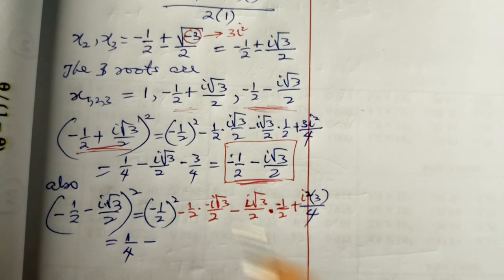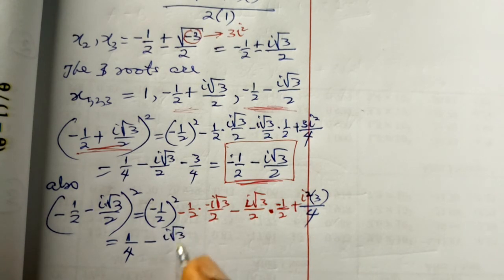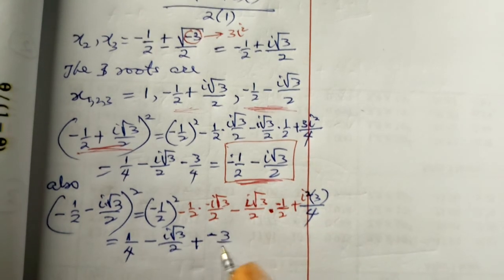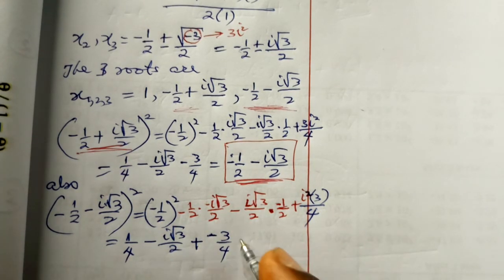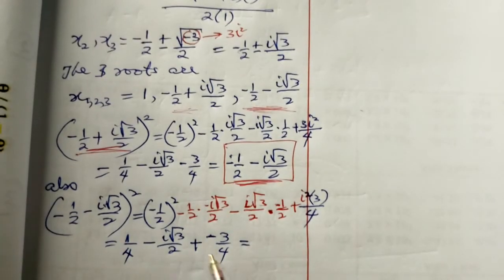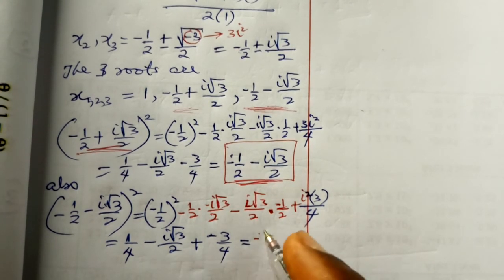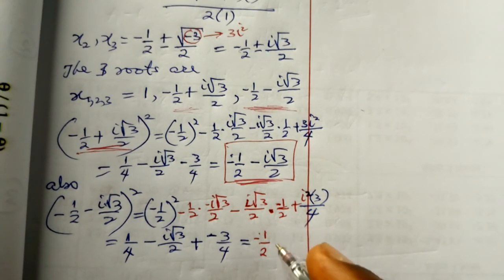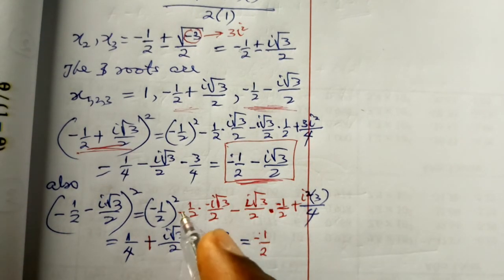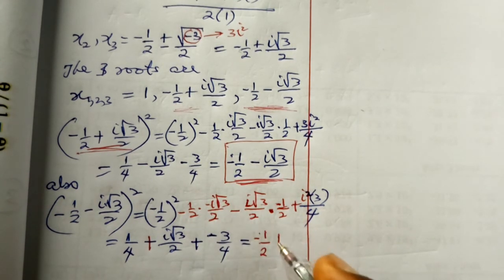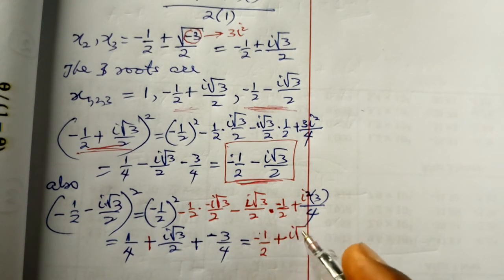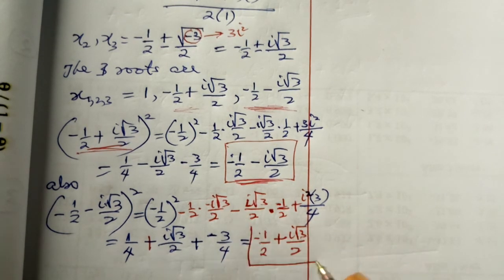Minus minus plus. So half plus half is 1. So 1 times this, because we factor it out, is 1 over 2. Then plus, this is a minus 3 over 4. So we get minus 3 over 4 minus 2 over 4, which is minus 1 over 2. This one is plus, like I said, this time is plus. Plus I root 3 over 2.